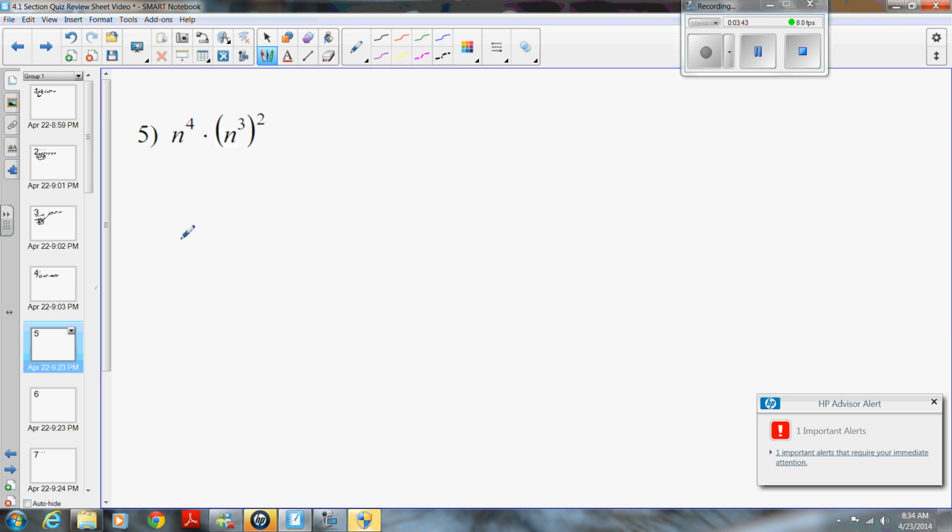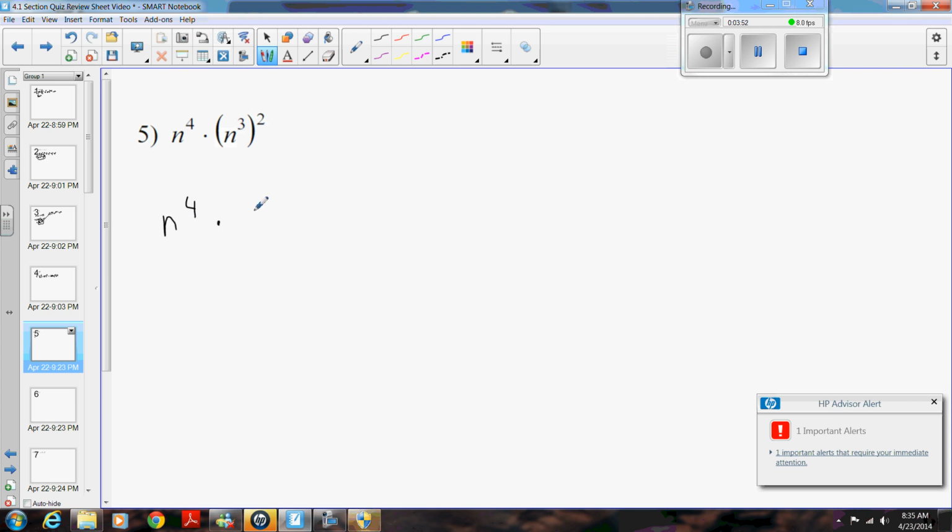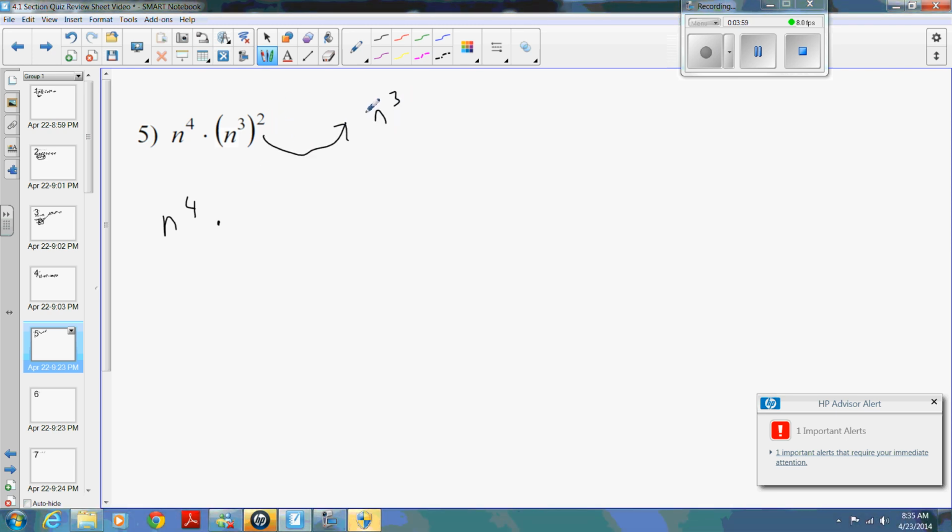Okay, number 5. Now we are dealing with two properties. First, we have to deal with the power of a power and then the power of products. So this n to the fourth just kind of tags along for the ride. N cubed quantity squared is n to the 3 times 2, n to the 6. So this ends up being n to the fourth times n to the 6. Now we add exponents because we're doing product of powers. So n to the 4 plus 6 is n to the 10th power for number 5.